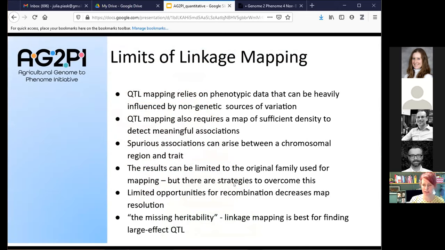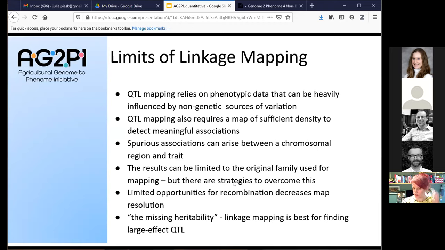So linkage mapping used to be the only way things were done. That's not the case anymore. It has some limits. It relies on phenotypic data that can be very influenced by non-genetic sources of variation, and this can create a lot of problems. In particular, the QTL by environment interaction is huge.